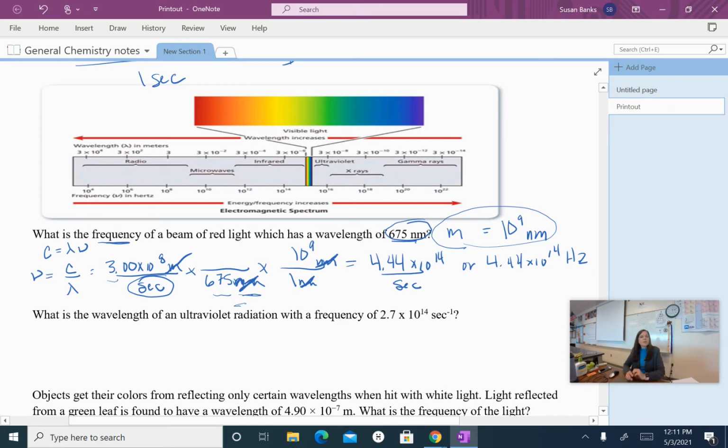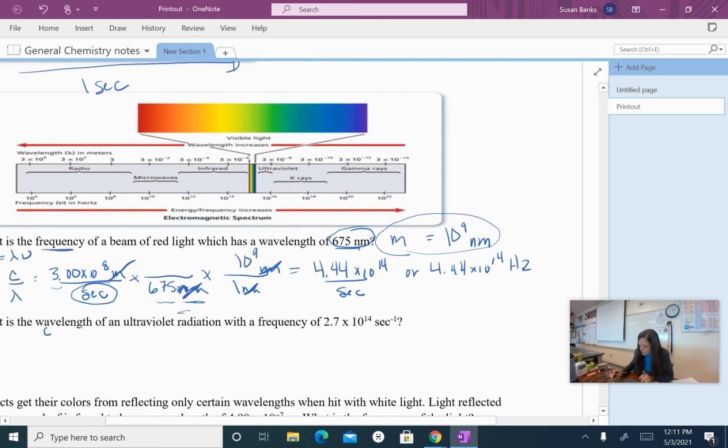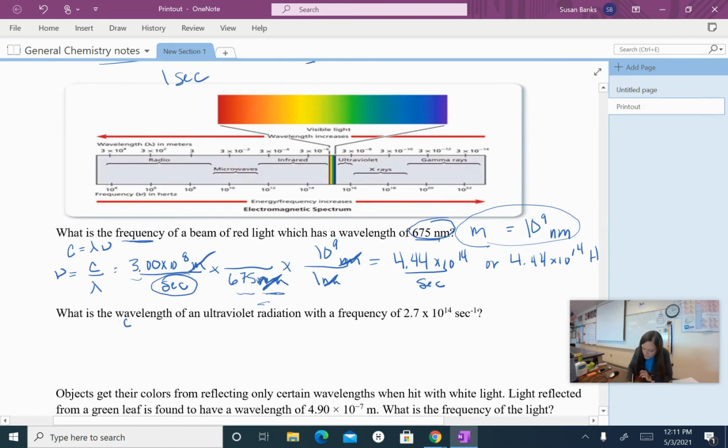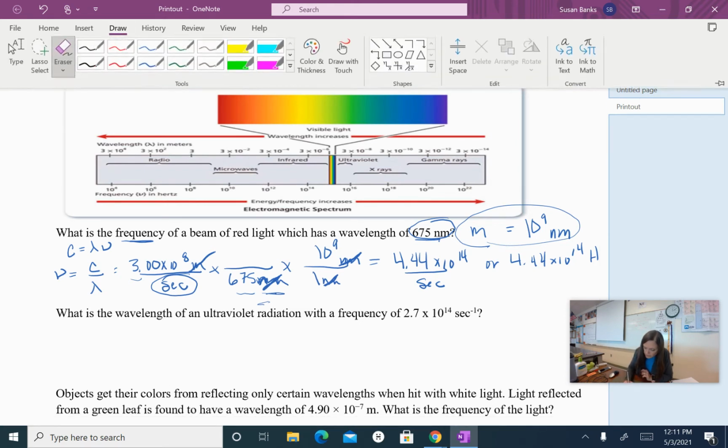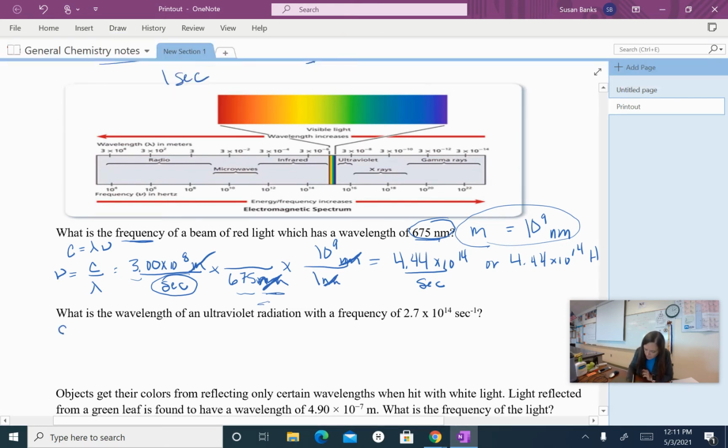Okay, what's a wavelength? So now we're going to look at wavelength here. So I'm going to start with the speed of light once again. So speed of light is equal to wavelength times frequency. And I want to isolate for wavelength. So wavelength is speed of light divided by frequency. Okay? So our speed of light is a constant.